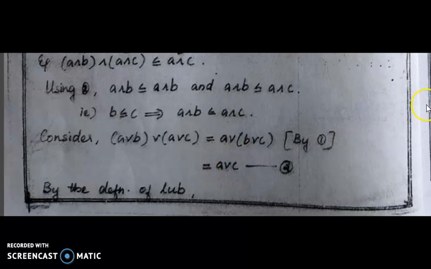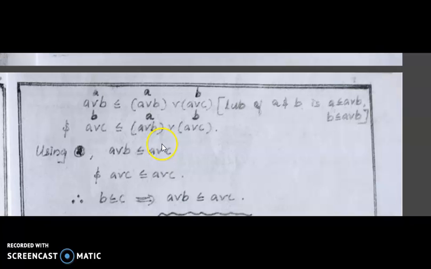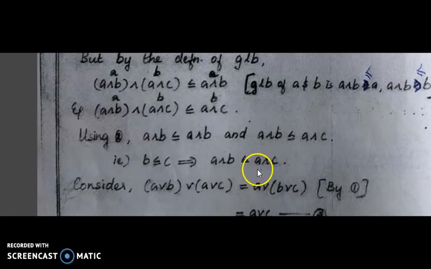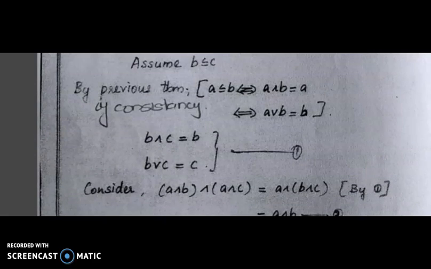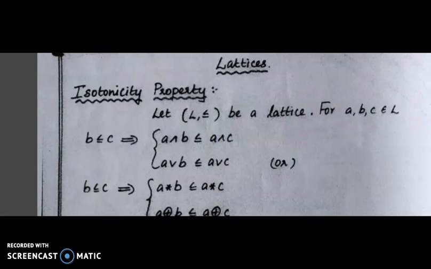So now we have got the conclusion, but we began with B less than or equal to C, right? Our conclusion is A or B less than or equal to A or C. Also A and B less than or equal to A and C. This we have already proved, right? This is the first case we proved. So we have proved both the cases: A and B less than or equal to A and C, also A or B less than or equal to A or C. Hence, we have proved both the equations by assuming B is less than or equal to C.